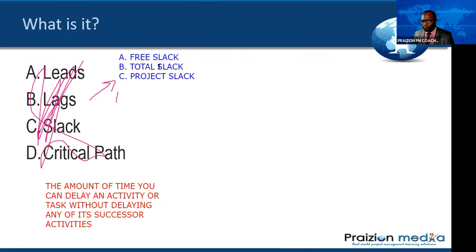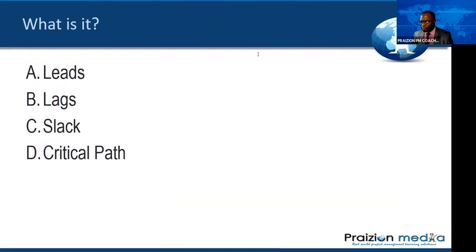So my friends, free slack, the amount of time you can delay an activity without delaying its successor. Total slack, the amount of time you can delay an activity without affecting the end date of the project. And project slack, the amount of time you can delay the start of a project, the whole project, without affecting the customer required due date. So there's three, and you need to keep them straight. Okay? Low-hanging fruit if they come up on the exam. Let us move on to another topic.